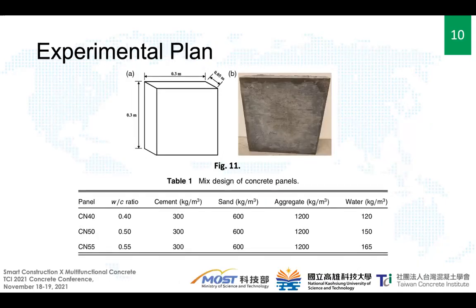Now let's talk about our experimental plan. In this research, we prepared 3 concrete panels with water-to-cement ratios of 0.4, 0.5, and 0.55. The mix design is shown in Table 1. The dimensions of these concrete panels are 0.3 meters by 0.3 meters by 0.05 meters.